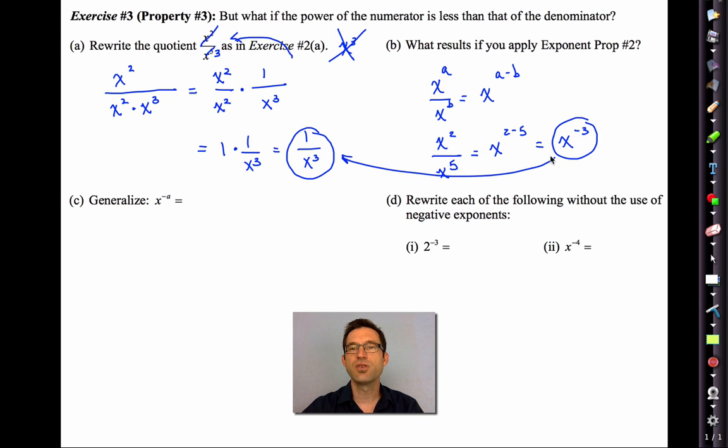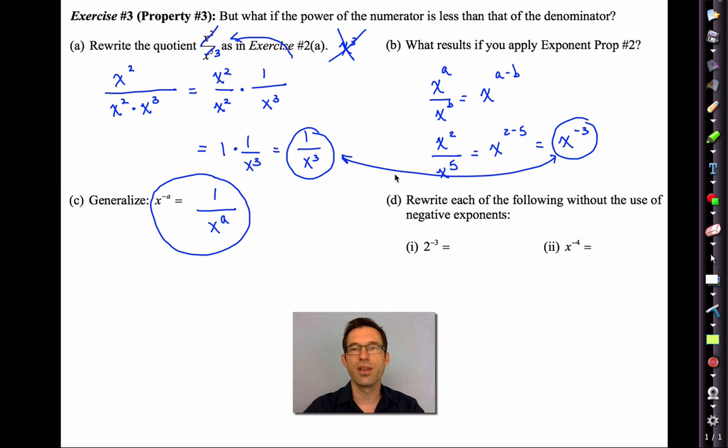But that means these two must be the same. 1 over x cubed and x to the minus 3 must be the same quantity, and therefore we generalize: x to the negative a is 1 divided by x to the a. And that's really the property, the property of negative exponents. Negative exponents indicate division by that base.